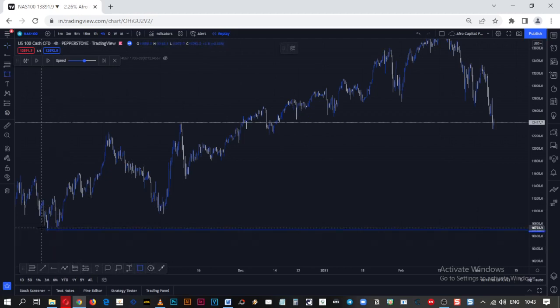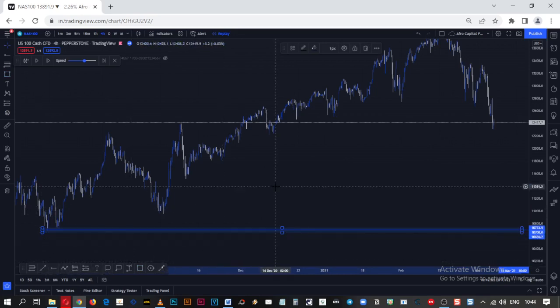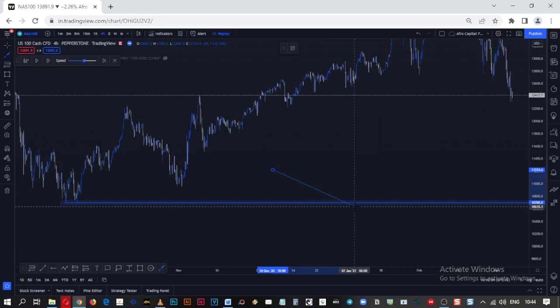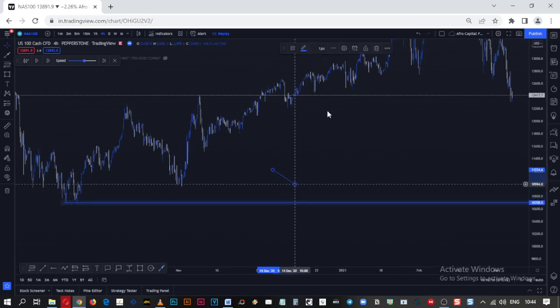And remember, we're dealing with a zone. We're not dealing with only one line or one area. This is a zone which we'll be using. We're looking at how the market behaves as it approaches this zone, how the market is approaching that zone, and then we enter based on that.